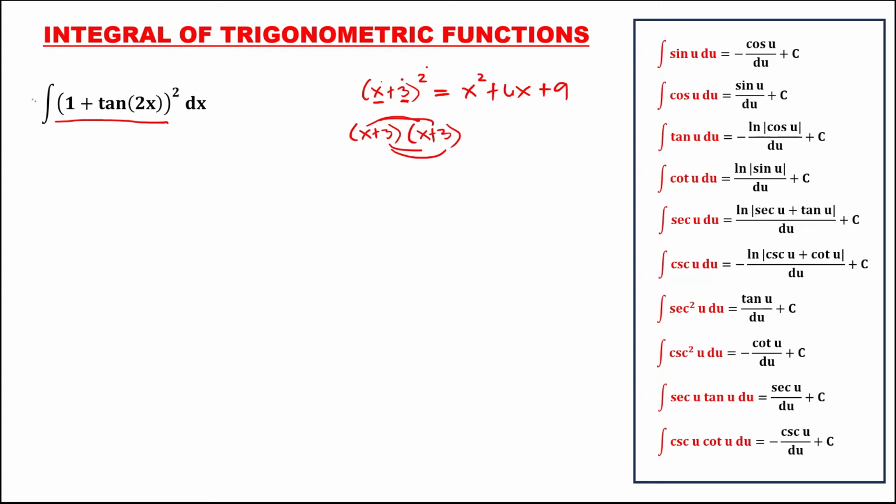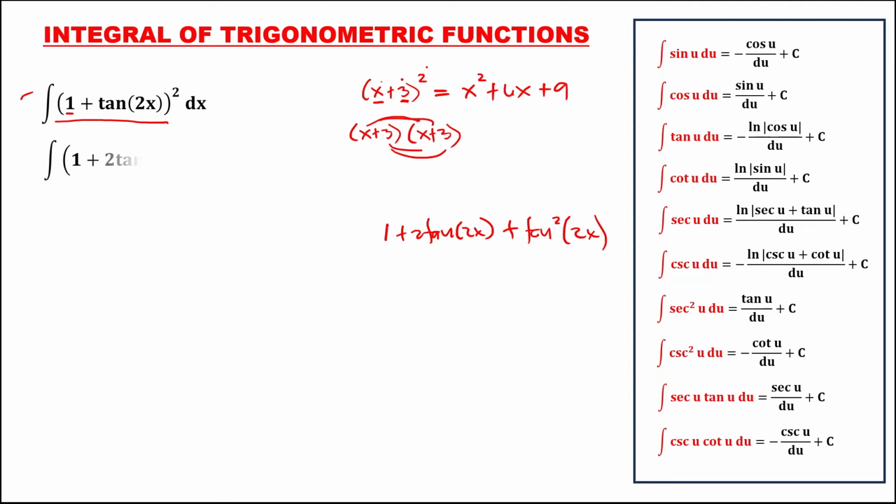So therefore, to expand this equation, the square of 1 is 1. Then you multiply this 3, so this is 2 tangent 2x. Then plus the square of tangent 2x, so this is tangent squared 2x. So this is how to expand this equation.